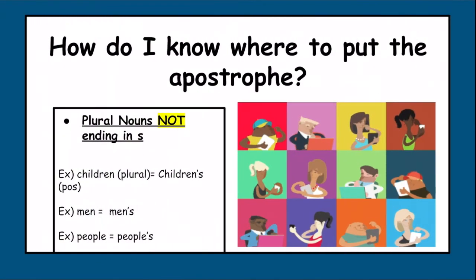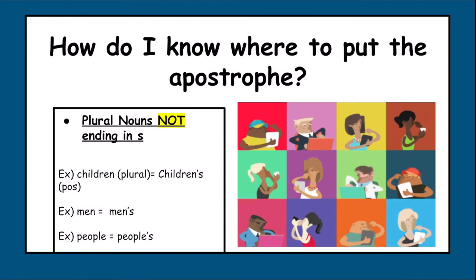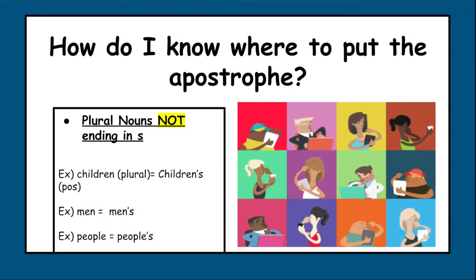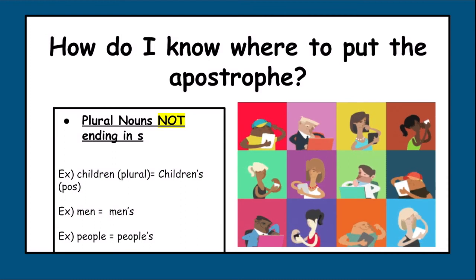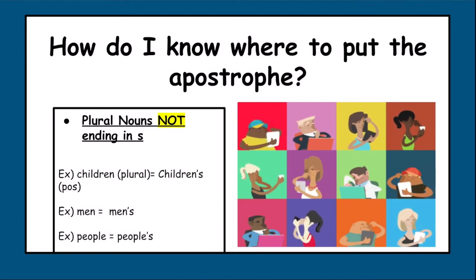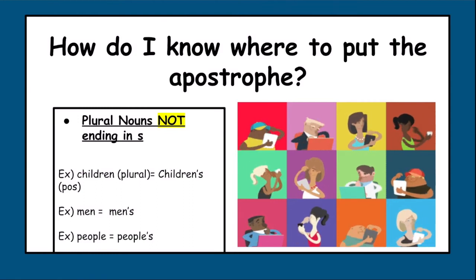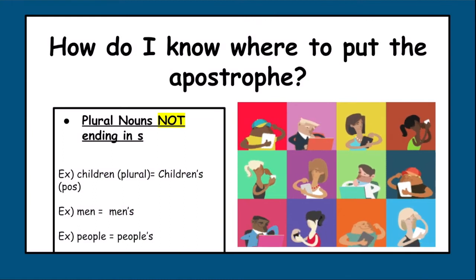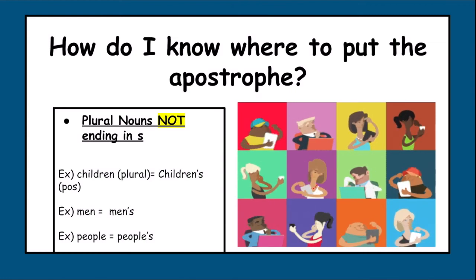So let's look at the next one. How do I know where to put the apostrophe with plural nouns that don't end in an S? There are multiple nouns that are plural that don't end in S. For example, children. We know that children is plural because it's more than one person. You would put an apostrophe S. Same for men. We know that men is plural. It's more than one man. And we're just going to put an apostrophe S. So anytime a plural noun does not end in S, you just add an apostrophe S. Okay?